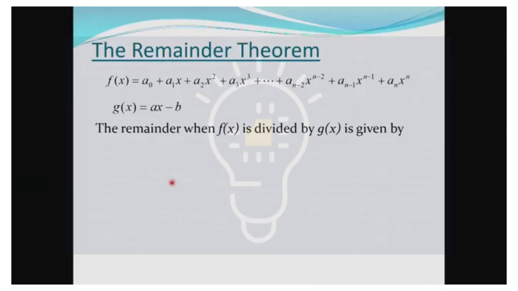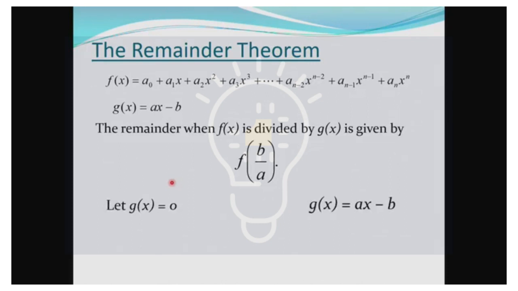This theorem just gives you the remainder, then you can do this. So, the remainder, when you are dividing f of x by g of x, can be given by f at b over a. Where is this b over a coming from? Remember, learners, we have g of x equals ax minus b.